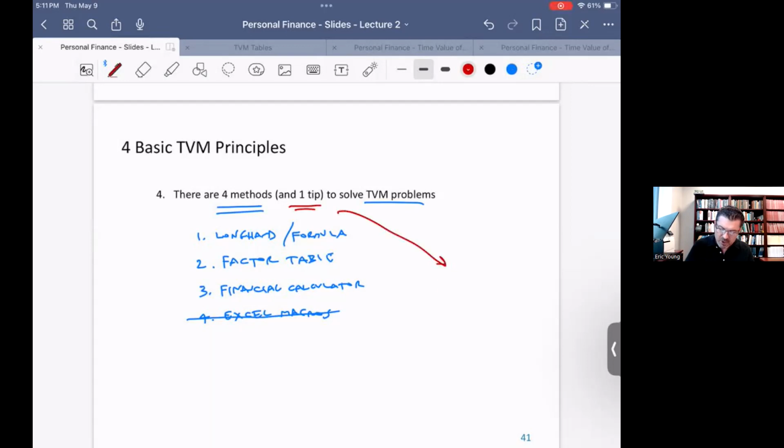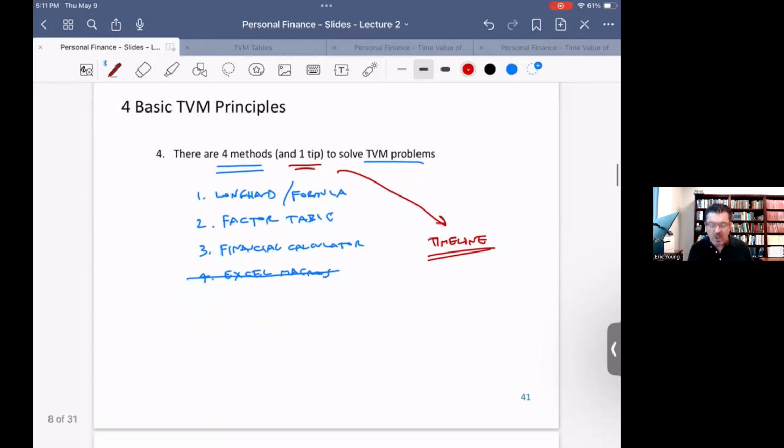And here's the tip that I want to share with you. Whenever you're in doubt about a finance question dealing with time value of money, draw a timeline. Let's say that we were going to have an example where you put $10,000 aside today. You're going to invest it. It's going to grow at 6%, and you're going to leave it invested for 18 years. You want to ask yourself, how much will this be worth?